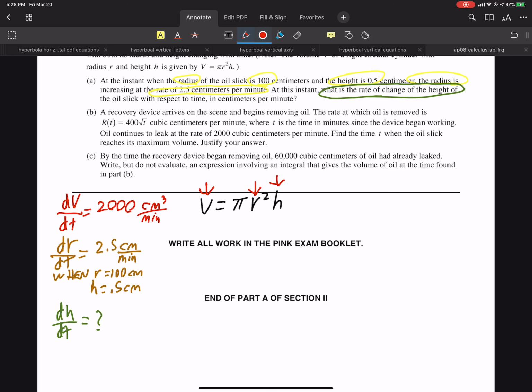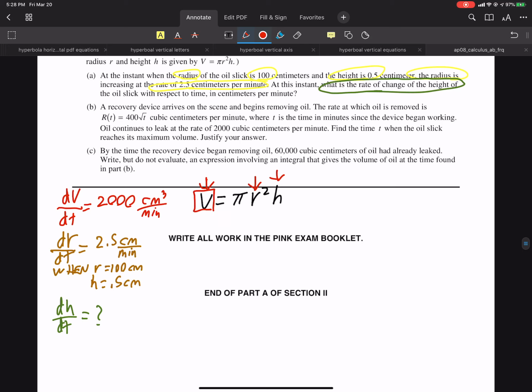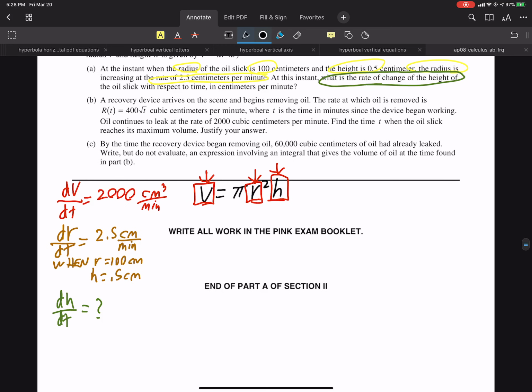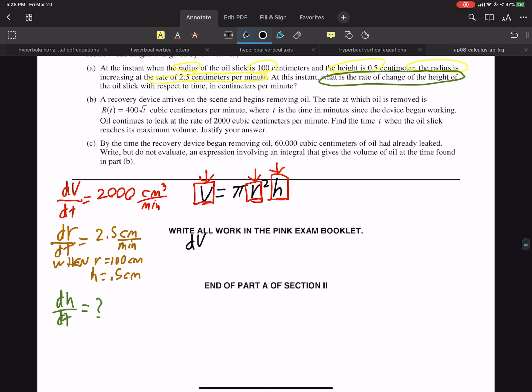So when you take derivatives with respect to time, because that's our variable here, these 3 things, they're all functions, so you have to treat them as functions. The constant we have is pi. So when we take the derivative of this, you have to treat them as functions, not variables. So if you take the derivative of v with respect to time, clearly the derivative of v with respect to time is dv dt.